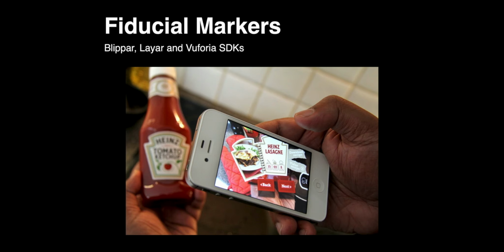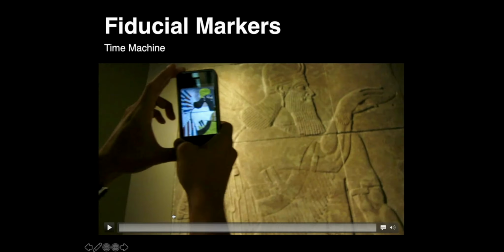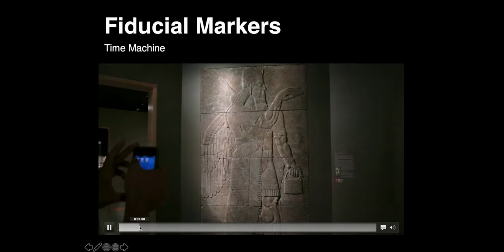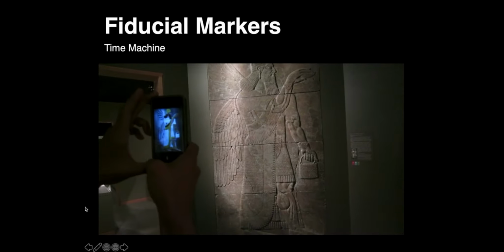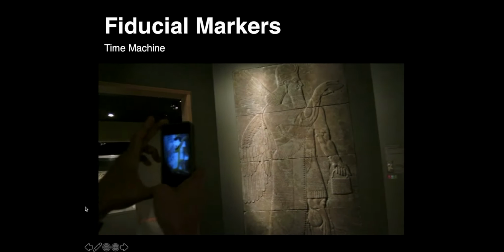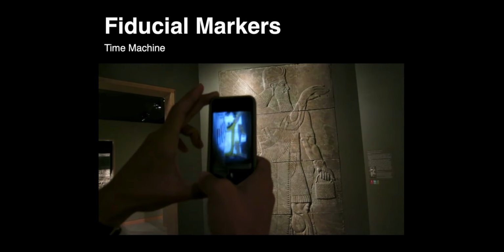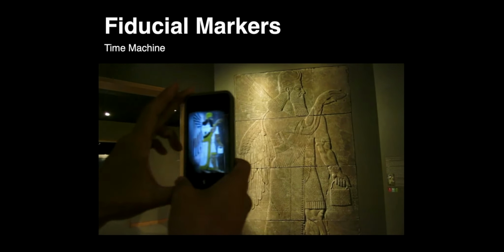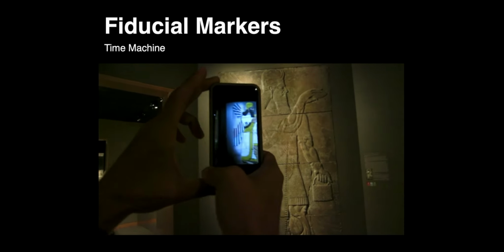So some of the platforms that I've used in the past are Blipper, Layer, and Vuforia. So here's a project I did for the Walters Art Museum in Baltimore that uses the Vuforia SDK. So basically, when you have this app on your phone, you hold up your phone to a particular object in the museum. It detects what you're looking at and overlays more content onto it.